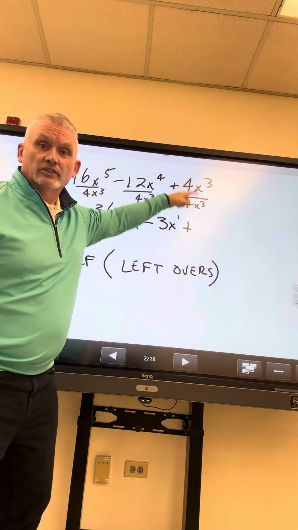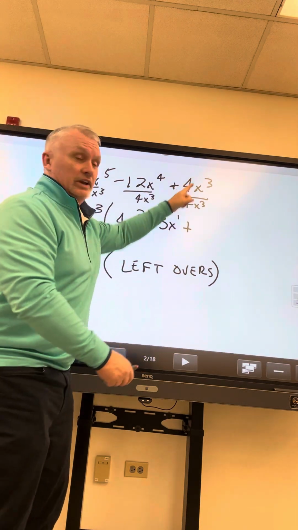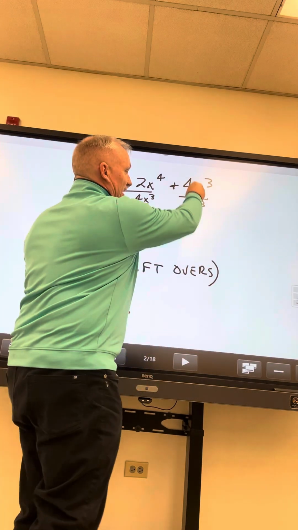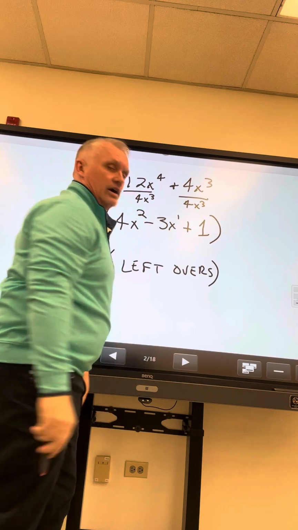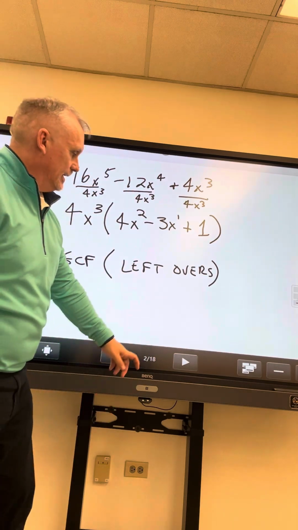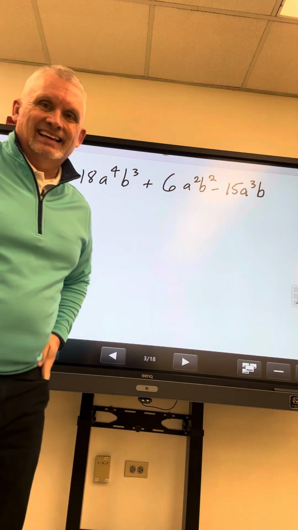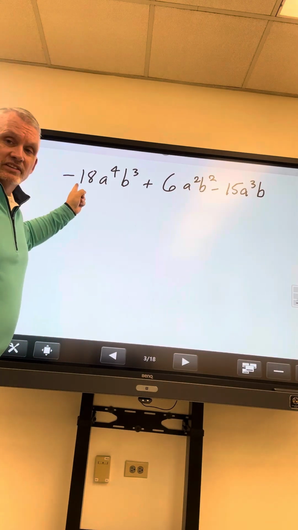I left off with 4x cubed over 4x cubed. When you take a look at this, please don't write 0. If you have the same term top and bottom, it's a 1. It's a 1, okay?